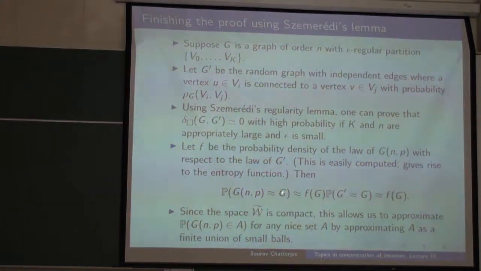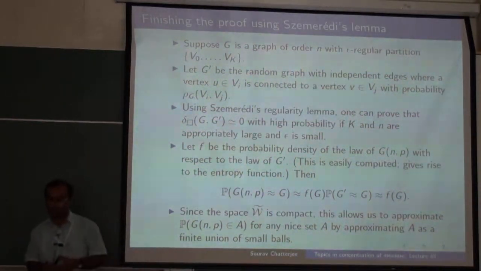Since this is compact, you can divide up the space into a finite number of little balls. Okay? And then this can be computed by just the probabilities in all these little balls. And they're vastly different. So the largest one will give you the probability that G(n,p) belongs to a given set A. Okay? So that's the argument. That's how you prove the large deviation principle.